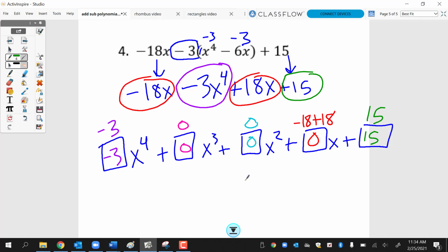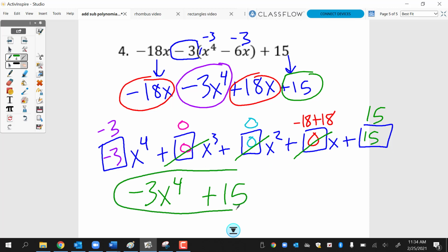So when I go to write my final answer, if these numbers are a 0, then I do not need to write them in my answer. So I have to put -3x to the 4th. Duh, because that's actually a number. But I don't have to put 0x to the 3 because there aren't any x to the 3's. So I'm going to skip this one. I don't write it in my answer. I don't write this one in my answer because that was a 0. I don't write this one in my answer because that was a 0. But I do put the plus 15. And this is my answer.